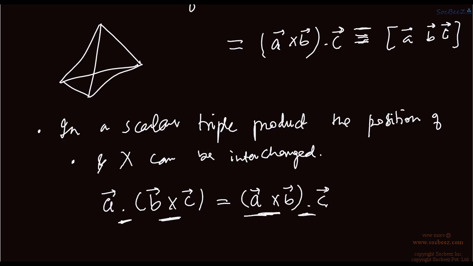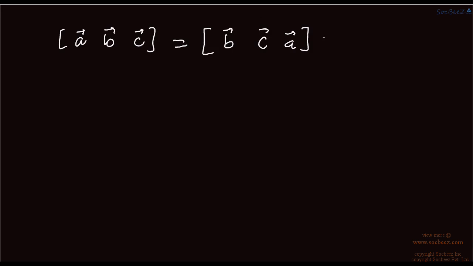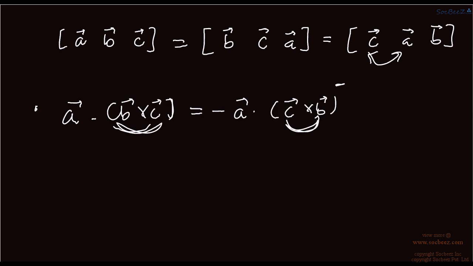Okay. Now one more thing we can assure from this is that A, B, C will be equal to B, C, A, which will be equal to C, A, B. Of course the order matters, because if you interchange these two then it will be a negative sign. So A dot B cross C is equal to minus A dot C cross B. Fine, because we have interchanged the positions of two vectors, not the sign between them. So ABC is minus ACB.